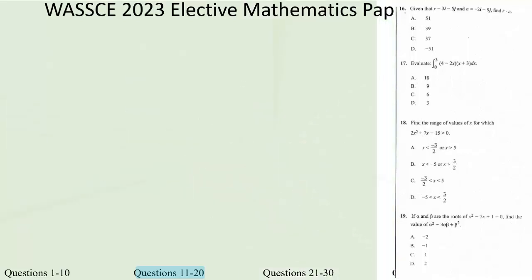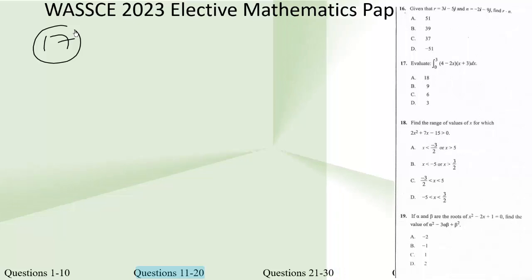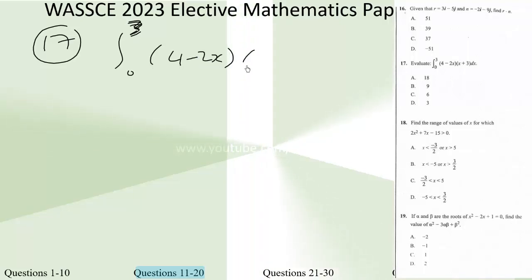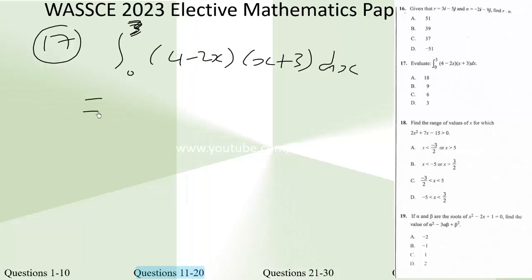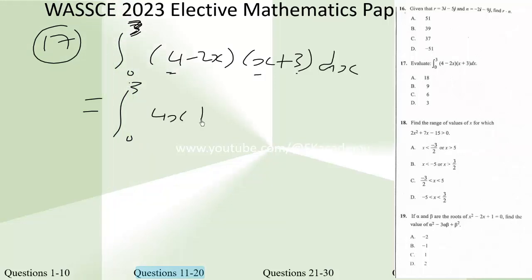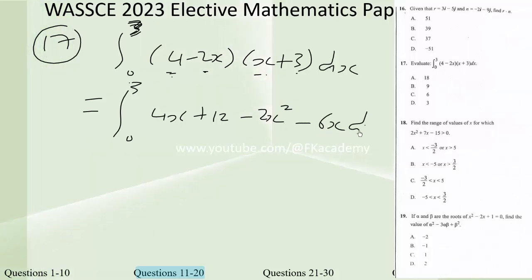Now let's look at question number 17 of the WASSCE 2023 Elective Mathematics paper. So we have the integral from 0 to 3 of 4 minus 2x times x plus 3. So this will be equal to the integral from 0 to 3. We have to expand, so 4 times x is 4x. This times this is 12. Then this times this is minus 2x squared. The negative 2x times 3 is negative 6x dx.